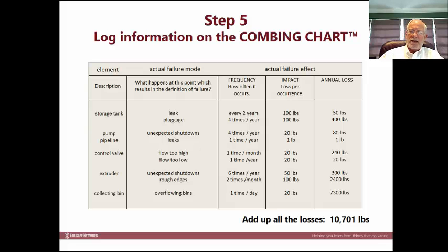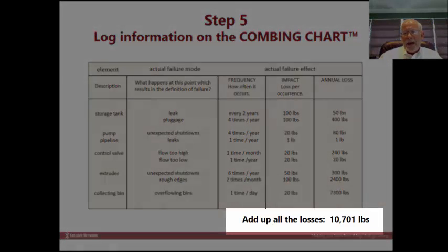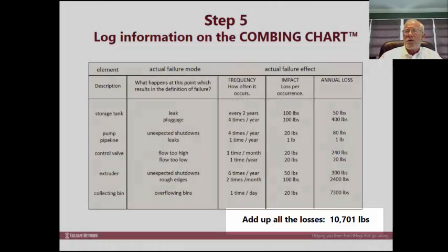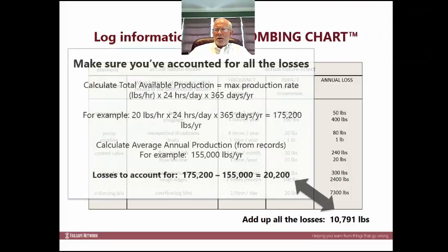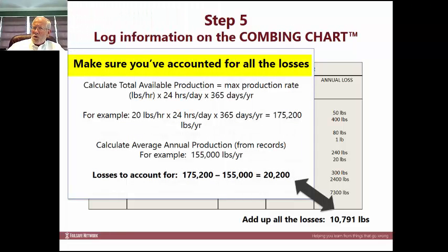So now that we have tabulated everything that they know of or they can remember, we add up all the losses right there in front of everybody. And if you add up all of those losses that are on that chart, it'll add up to 10,701 pounds. Well, we need to make sure that we've accounted for all the losses. And believe me, this is part of the wow factor here.